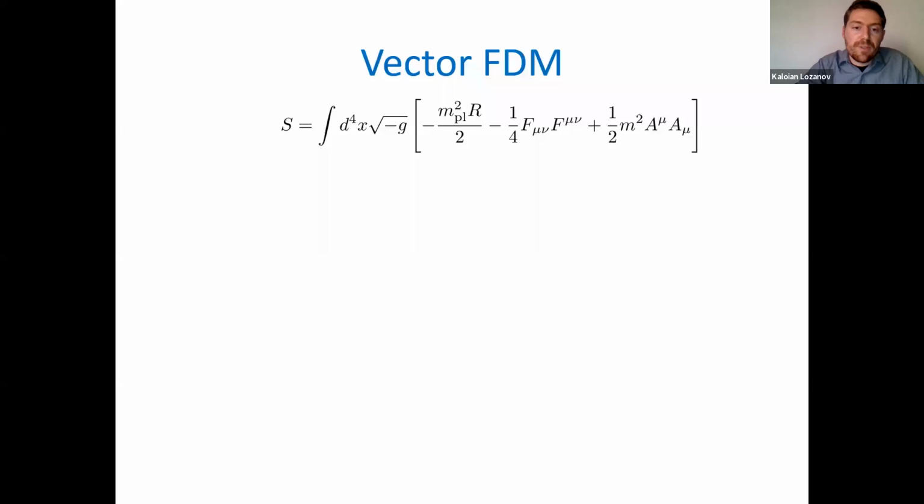This class of theories is also known as the Proca theory. And much to my surprise, my work was the first one to derive the non-relativistic weak gravity limit of the Proca theory. So let's see how this happens.